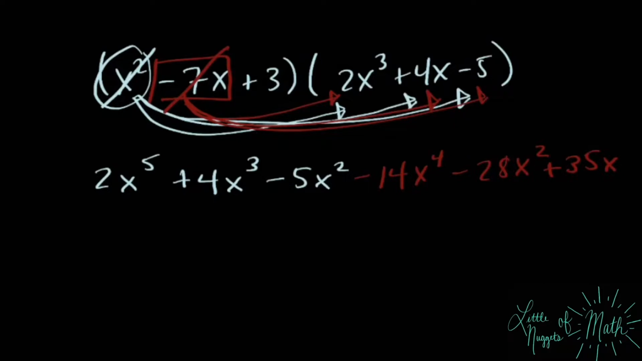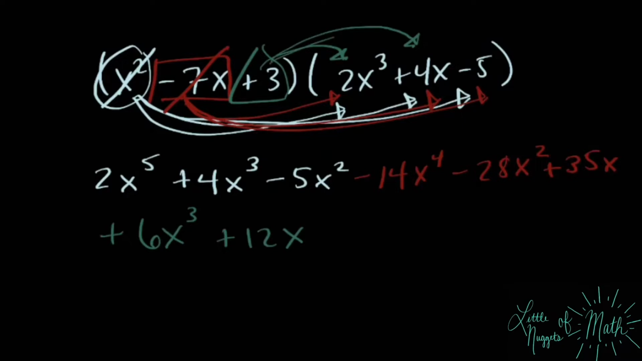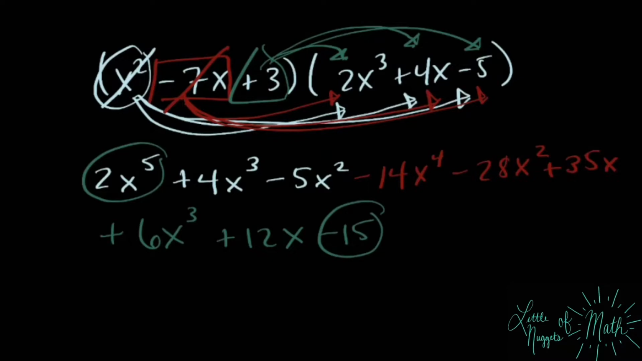The last term that we will work on is this positive 3. Positive 3 times 2x to the third is 6x to the third. Positive 3 times 4x is 12x, and positive 3 times negative 5 is negative 15. Notice that because we organized our polynomials from biggest degree to smallest degree, we can keep our first term and our last term. So when we combine like terms, we're going to start with the 2x to the fifth.